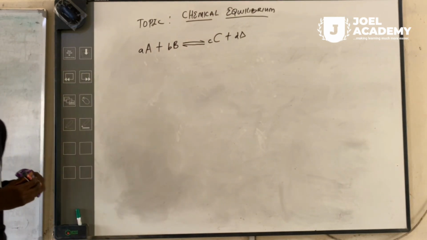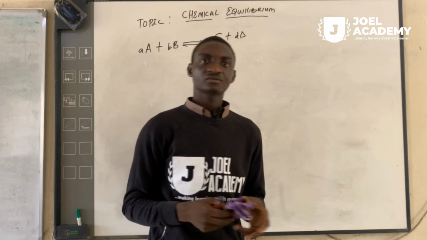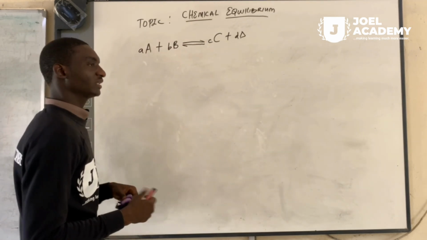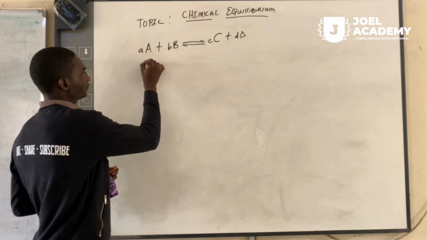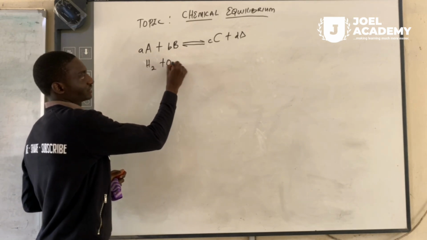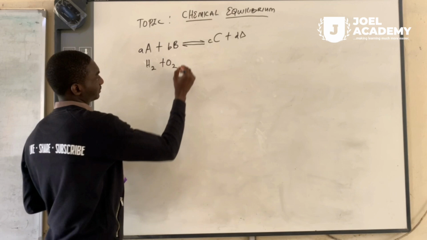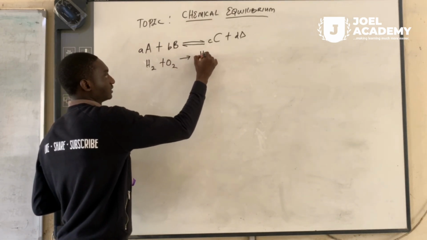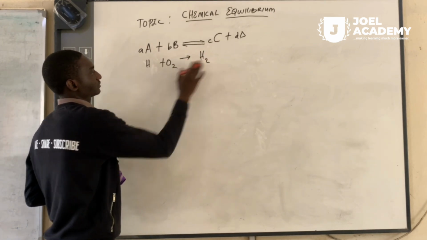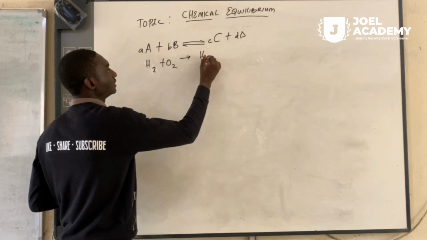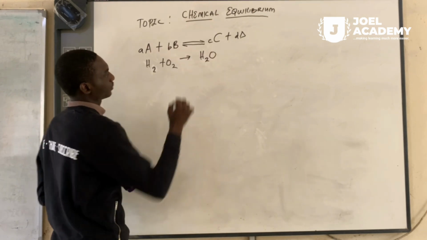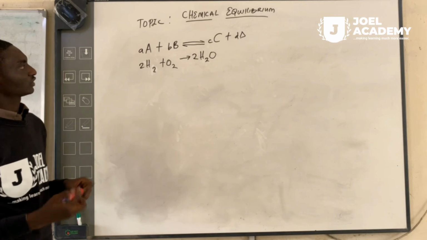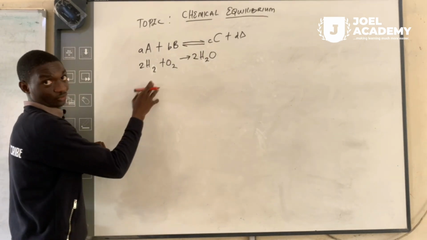Now, we can also look at examples of substances like water. We know water is made up of hydrogen and oxygen. So when hydrogen and oxygen react, it gives water. So this is a kind of reaction that can occur.